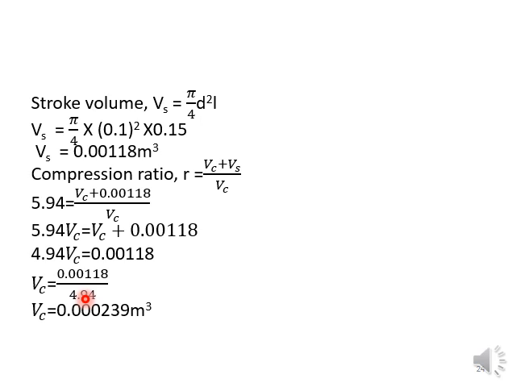So in this problem, first we have to calculate the compression ratio. After that, using the compression ratio formula, R is equal to Vc plus Vs by Vc. The swept volume is also given in the data as pi by 4 d square L. After calculating the Vs, substitute the R value and the Vs value, go on simplifying, and we will get the clearance volume of the cylinder. The unit is also meter cube, because the volume inside the cylinder is in terms of meter cube.